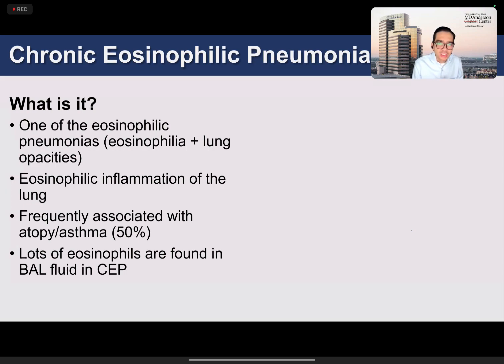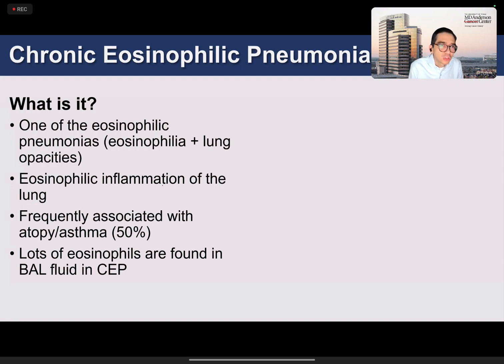Okay, but chronic eosinophilic pneumonia is one of the eosinophilic pneumonias. There's also acute eosinophilic pneumonia. There's ABPA. There's Loeffler's. There's many different ones, but they're not necessarily related to each other. Like acute eosinophilic pneumonia does not necessarily turn into chronic eosinophilic pneumonia.